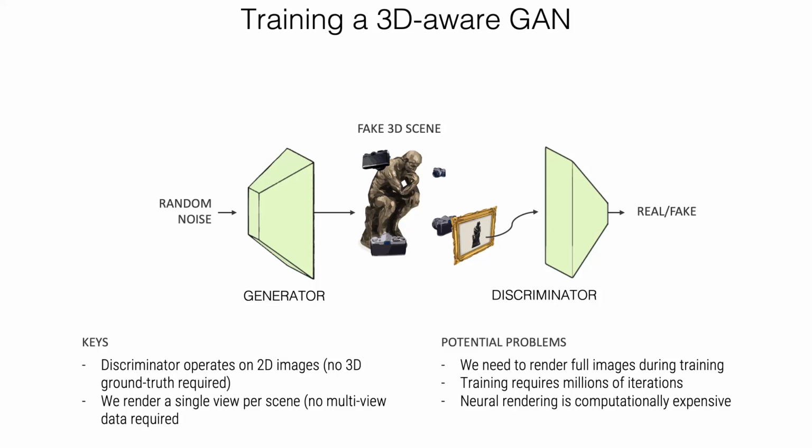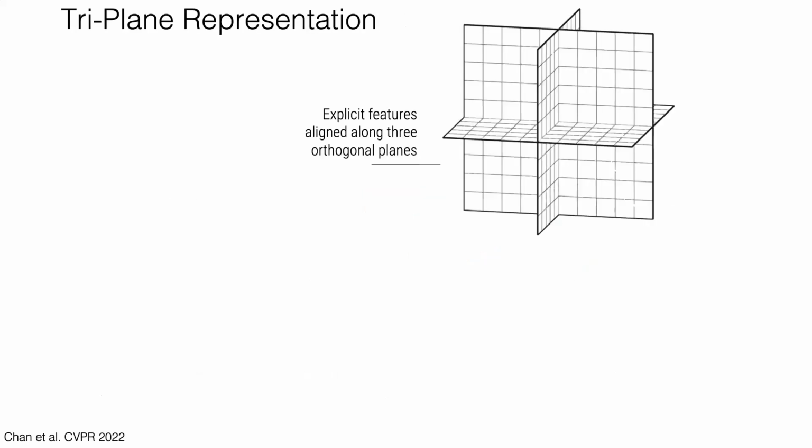If you want to train a GAN, you need to not only do this once or a few thousand times, you need to do this tens of millions of times in order to train the GAN. So the single most important aspect of a GAN is therefore that the neural rendering is computationally very efficient. Existing neural rendering techniques are just too slow to train a 3D GAN. It's just not possible to do it.